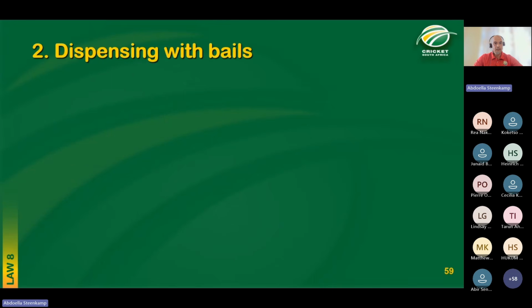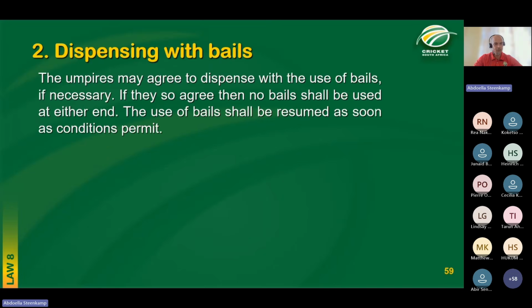So are you allowed to take off the bails? Are you allowed to dispense with the bails? Yes, the law allows for it because there are times where you need to take off the bails. When do you think you need to take off the bails? It is in conditions where you have strong winds and the bails keep on falling off the top of the stumps. So if this happens, yes, the law allows us to remove the bails from the top of the stumps while the wind is blowing strongly.